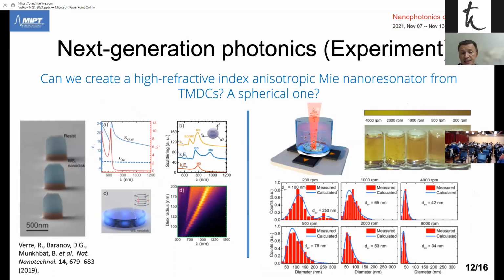Obviously, it has already been shown that one can create a high refractive index anisotropic Mie nanoresonator from TMDC, but what about a spherical one? To produce a sphere is a certain kind of challenge, because you can't really use the standard lithography approach, because this gives a way to produce a kind of planar structure. So the spherical one is not easy to produce with lithography.